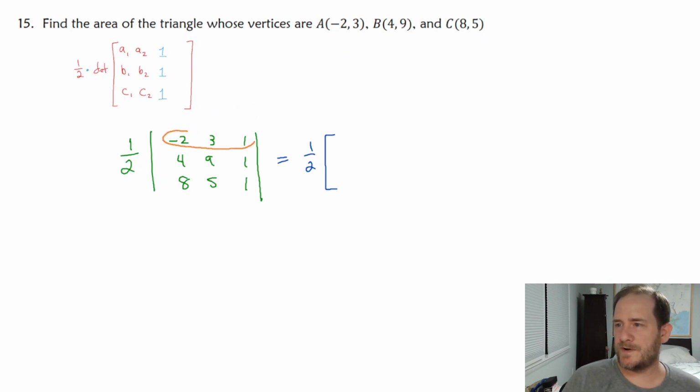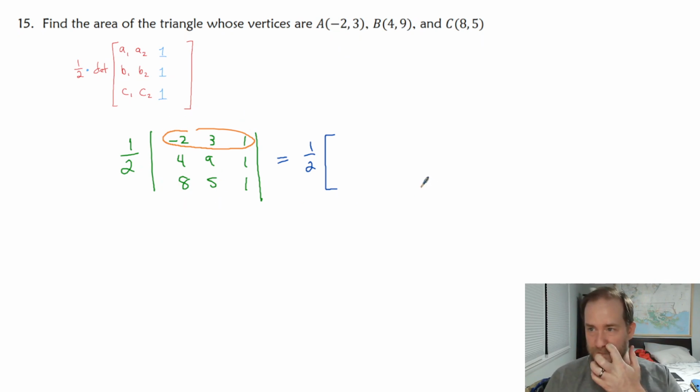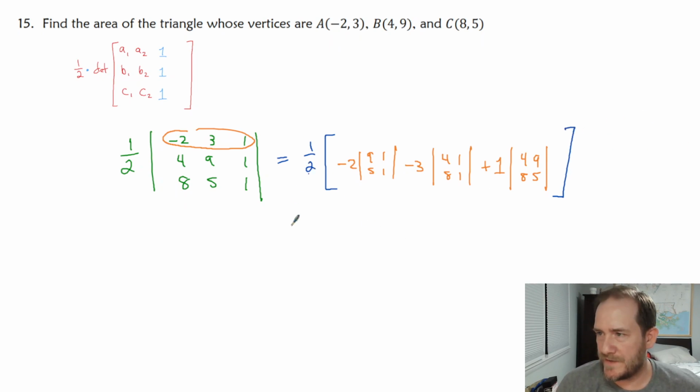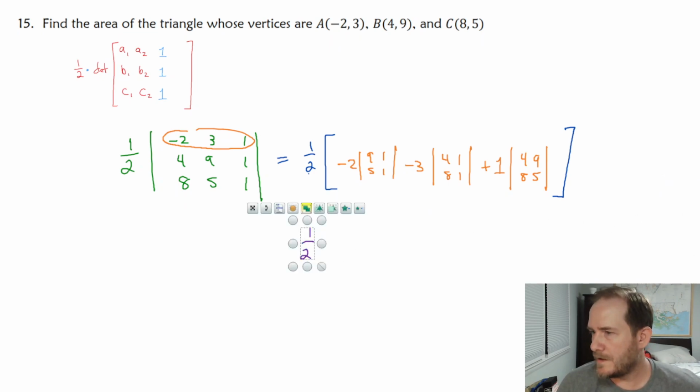reduction by minors? So I'm going to go across row 1 because I don't see any real appreciable difference. So -2 times the minor 9, 1, 5, 1, plus minus plus, so now it's -3 times the minor 4, 1, 8, 1, plus 1 times the minor 4, 9, 8, 5. Alright, bring down the 1/2. The 1/2 will wait patiently while we calculate this thing.